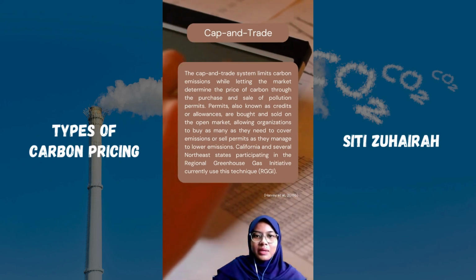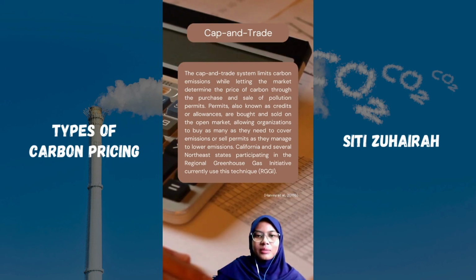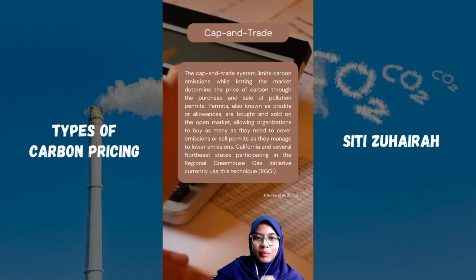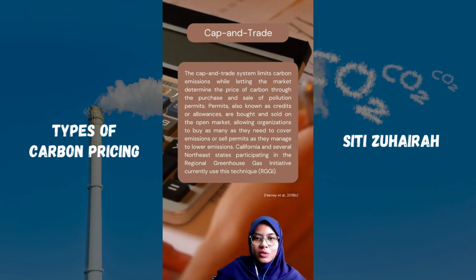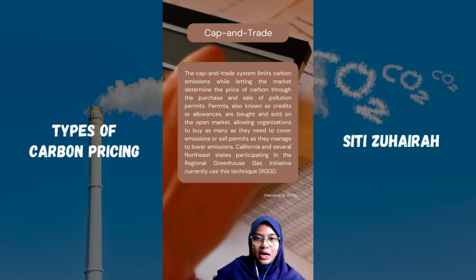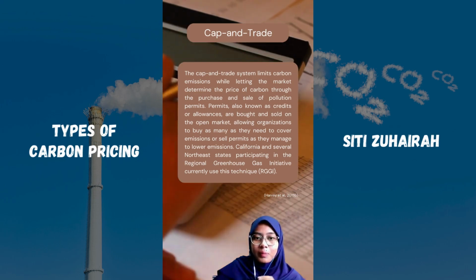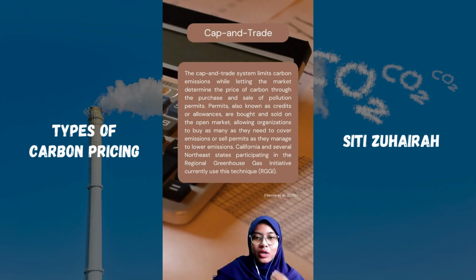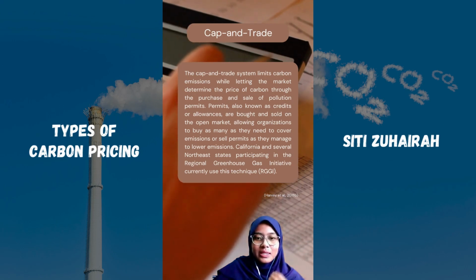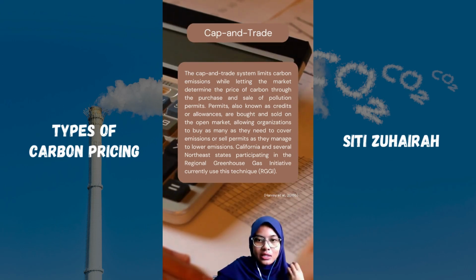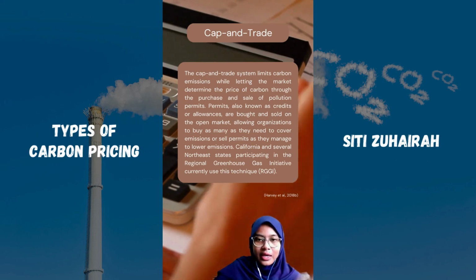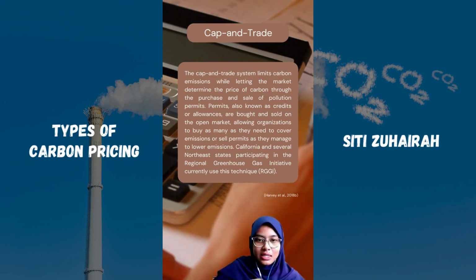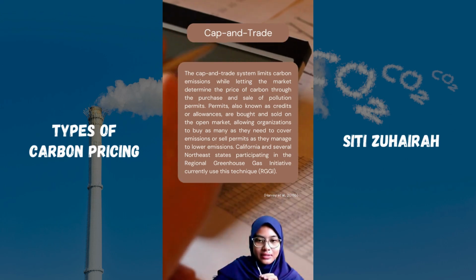So the cap and trade system limits carbon emission while letting the market determine the price of carbon through the purchase and sale of pollution permits. Permits, also known as credits or allowances, are bought and sold on the open market, allowing organizations to buy as many as they need to cover emissions or sell permits as they manage to lower emissions. California and several northern states participating in the Regional Greenhouse Gas Initiative currently use this technique.